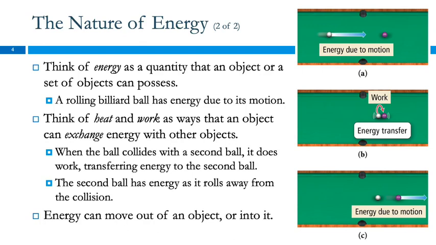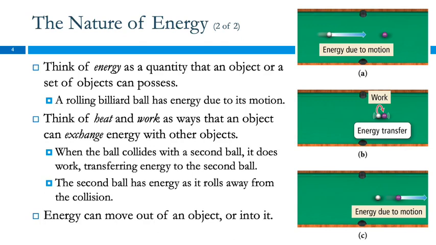Then we have heat and work, and those are ways that an object can transfer energy. So you can't have heat. You can't have work. Work is a transfer of energy. Heat is a transfer of energy. So with the money analogy, that would be like paying someone for a service. Is transferring money to someone else.